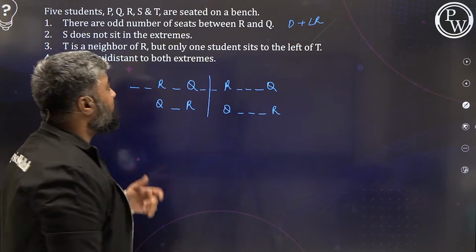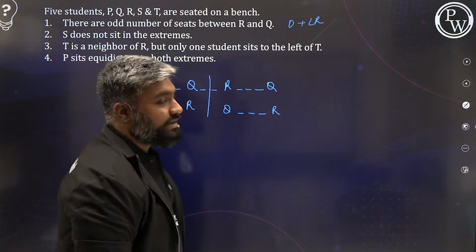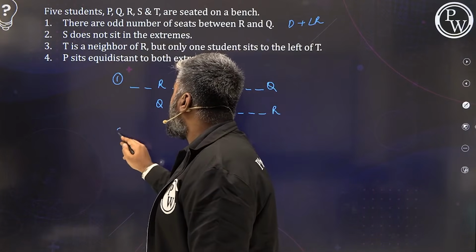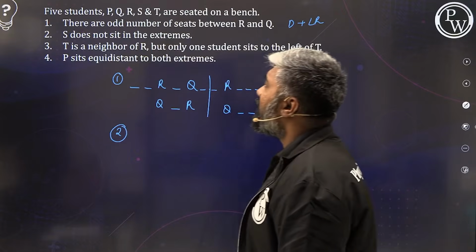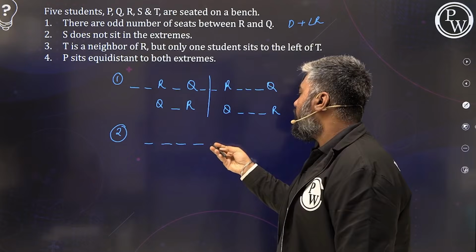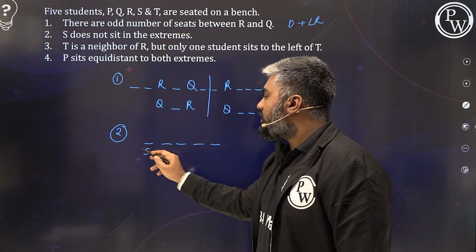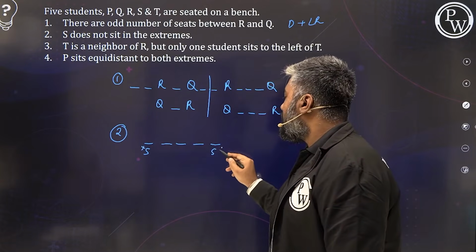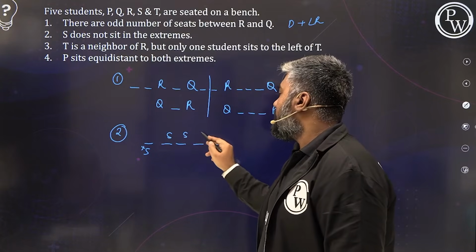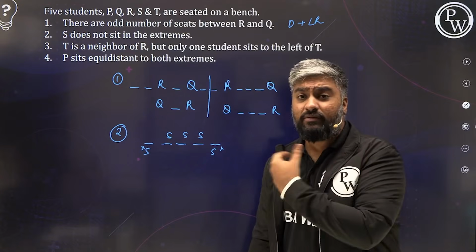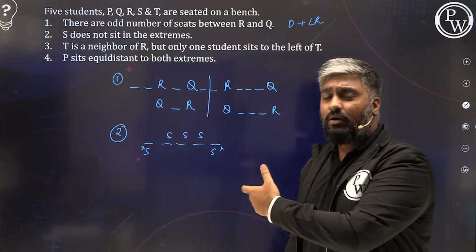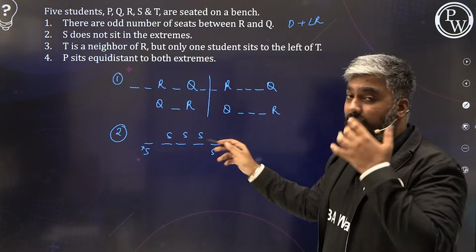Got it? Let's look at the second clue. S does not sit in the extremes. What does this mean? So this was our first clue's understanding. The second clue's understanding is what? S does not sit in the extremes. So I know that out of the 5 seats, 1, 2, 3, 4, 5, S does not sit here, S does not sit here. However, there are 3 seats left for S now: 1, 2, 3. Again, if I start my solving process with this clue, then what would happen? I would have 3 cases now.